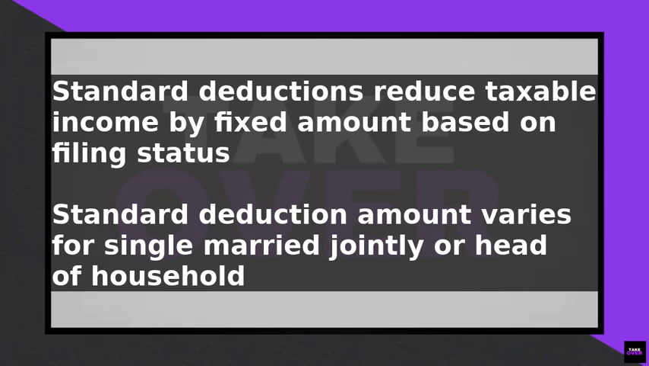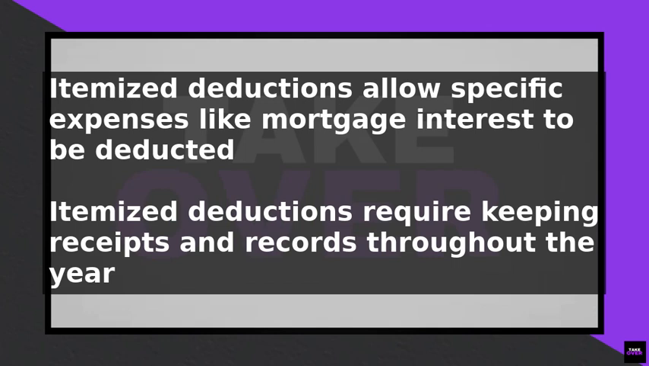The standard deduction is a fixed amount that you can subtract from your taxable income, reducing the amount of taxes you owe. The standard deduction amount varies based on your filing status, such as single, married filing jointly, or head of household. For example, if you are single and your taxable income is $50,000, the standard deduction might be $12,400, reducing your taxable income to $37,600.